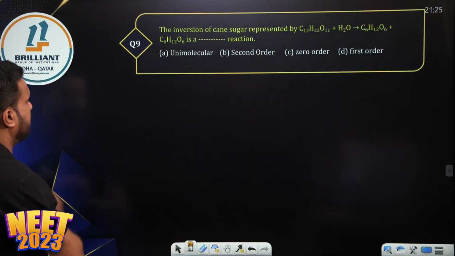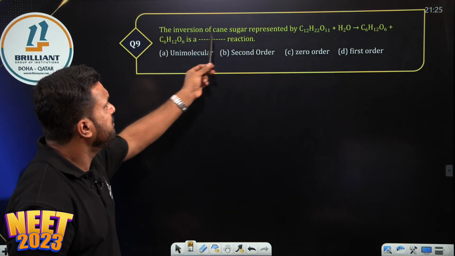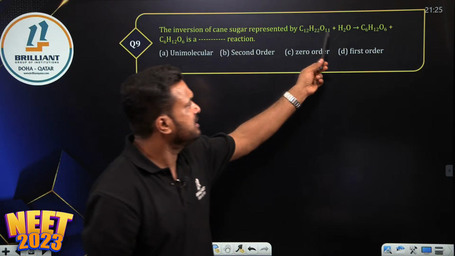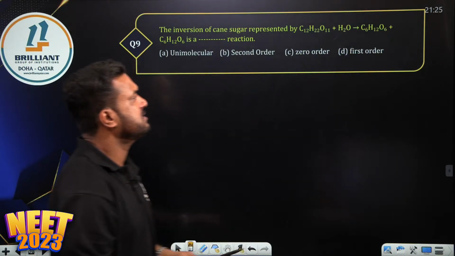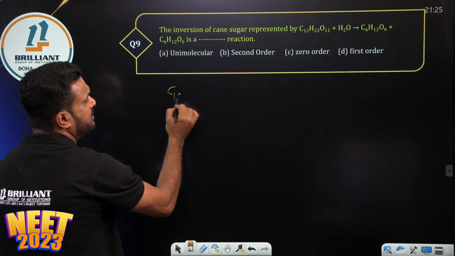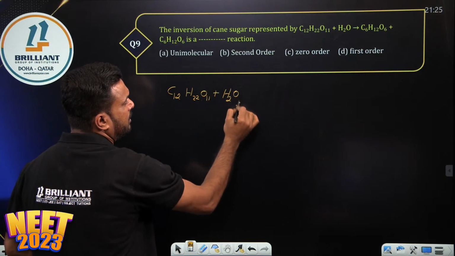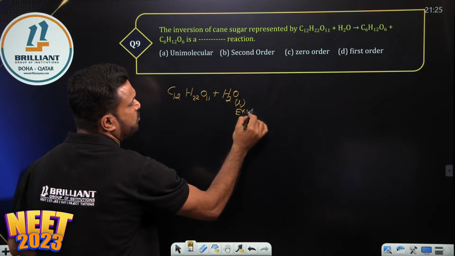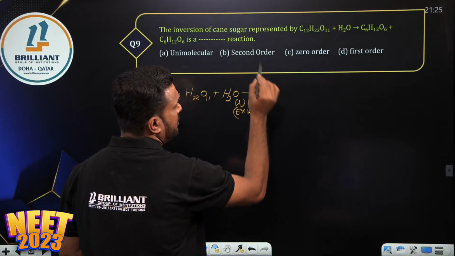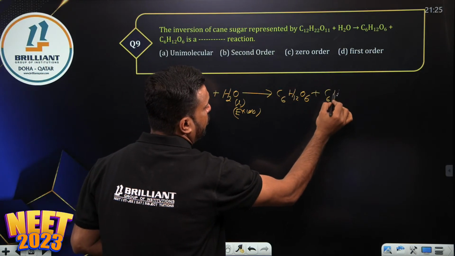Now we will go to question number 9. Okay. So for the 9th one, the inversion of cane sugar is represented by, you know that one, C12H22O11 plus H2O gives C6H12O6 plus C6H12O6. This reaction we learned. C12H22O11 is added with water. This is liquid and we will take this water in excess concentration. We discussed one type of question. The same type of question you will be getting, with glucose and fructose over here.